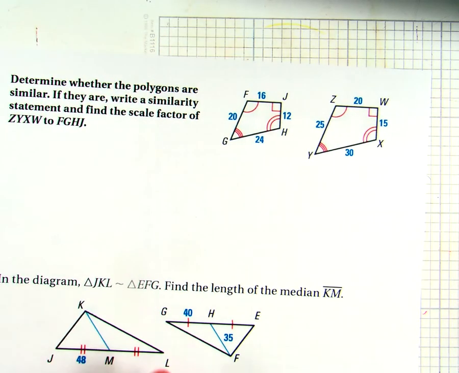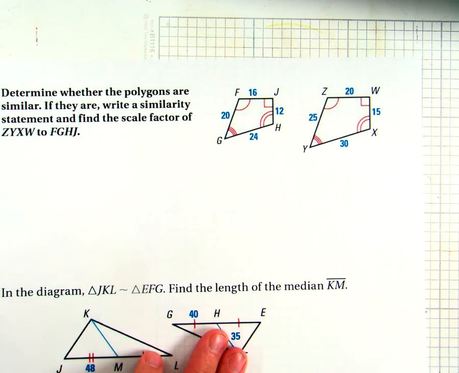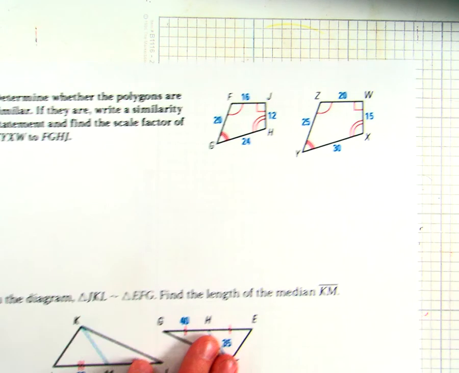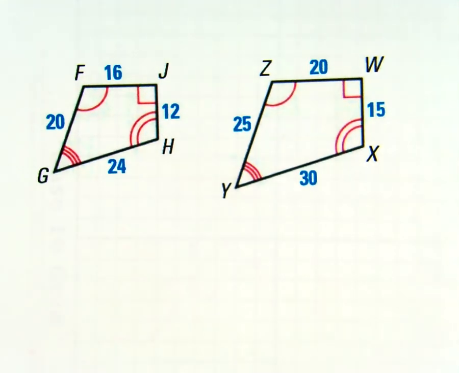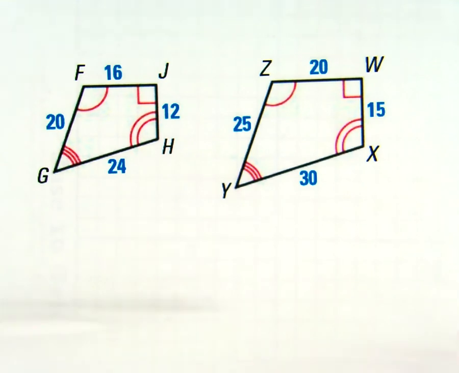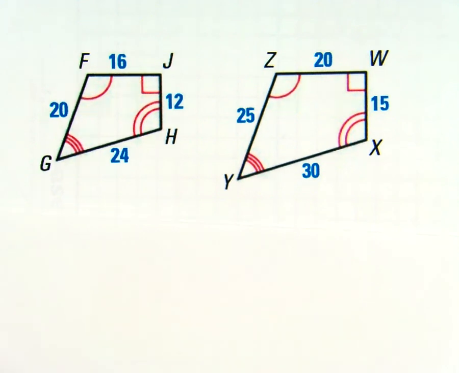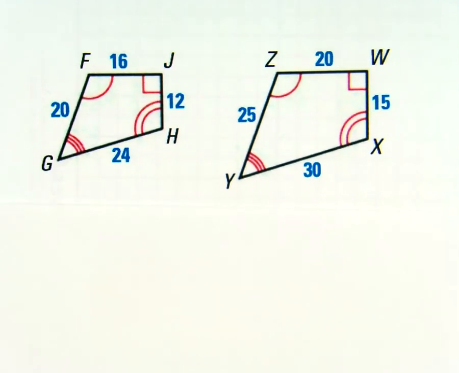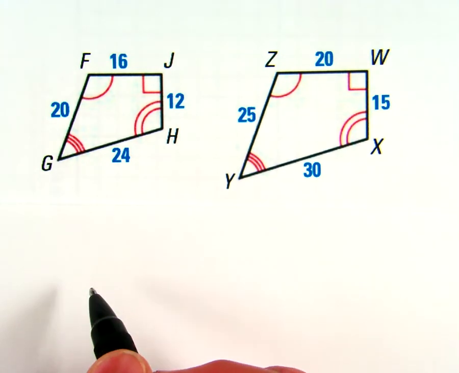So let's look here. Are these two polygons, quadrilaterals, similar? If they are, tell me a similarity statement. All the corresponding angles are the same. Are the corresponding sides in the same ratio? We can write a similarity statement. Remember, you're going to start at the same place and go around. It doesn't matter where you start.